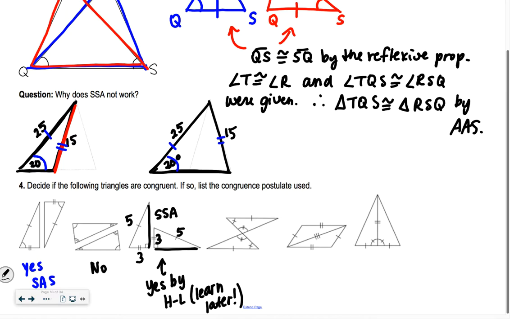All right, how about the next one? Does it work? Angle, angle, side? Yeah. The next one? Yeah. Side, side, side. And this last one? Yes. Side, angle, side.